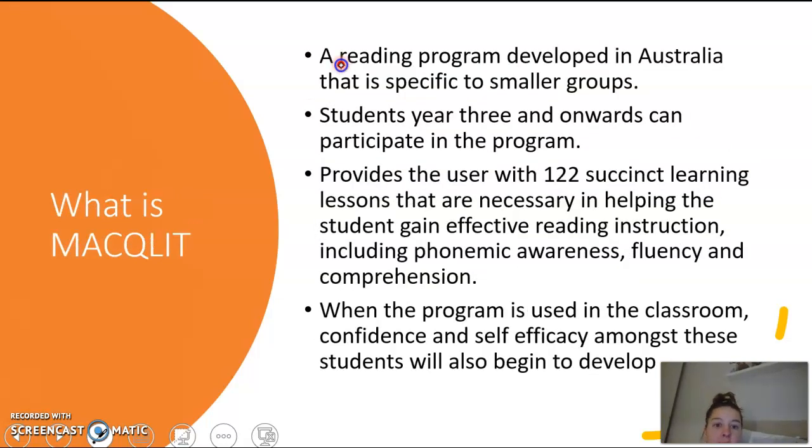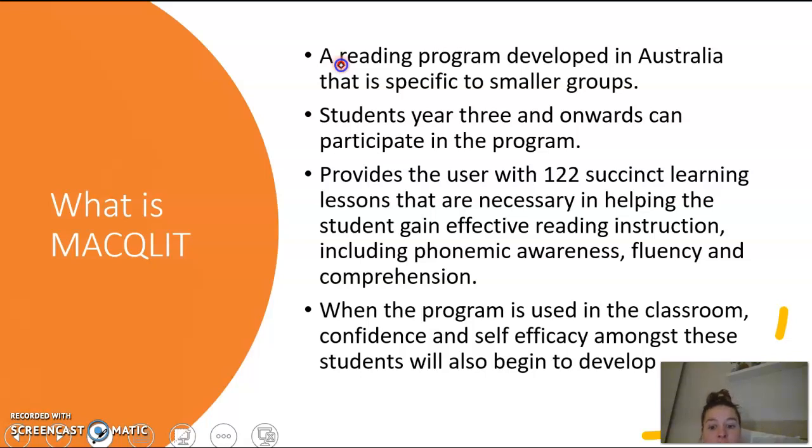So, what is MacqLit? MacqLit is a specific reading intervention program specific to smaller groups of low progress readers, which is quite common in students with dyslexia. This program is suitable for students in Year 3 and onwards.